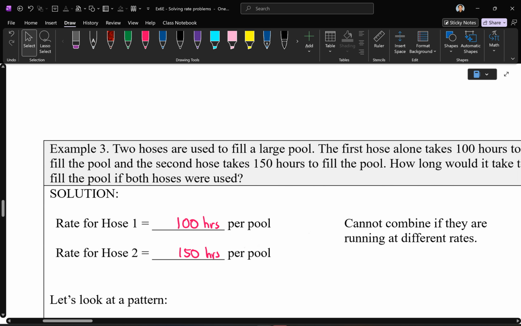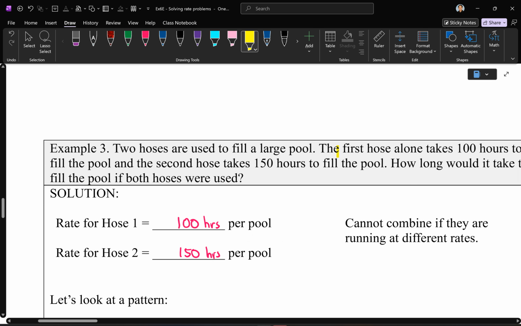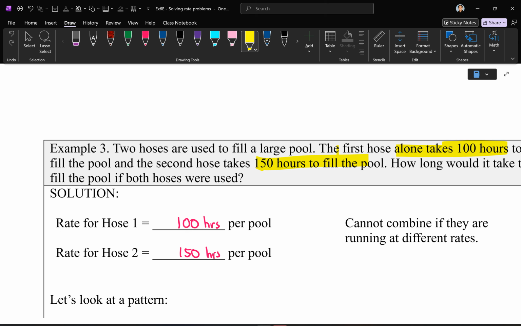So first part. Hose 1, we already told you that it takes 100 hours to fill up a pool. So here we go. Takes 100 hours for the first one. Second one, we said that it was 150 hours to fill the pool. See, the problem right now is that when you put them both together, you can't add them because they're running at a different rate. Okay, it's like saying if I was running at 10 kilometers per hour and then someone else is running 5 kilometers per hour, you can't just match them together. It's not the same rate.